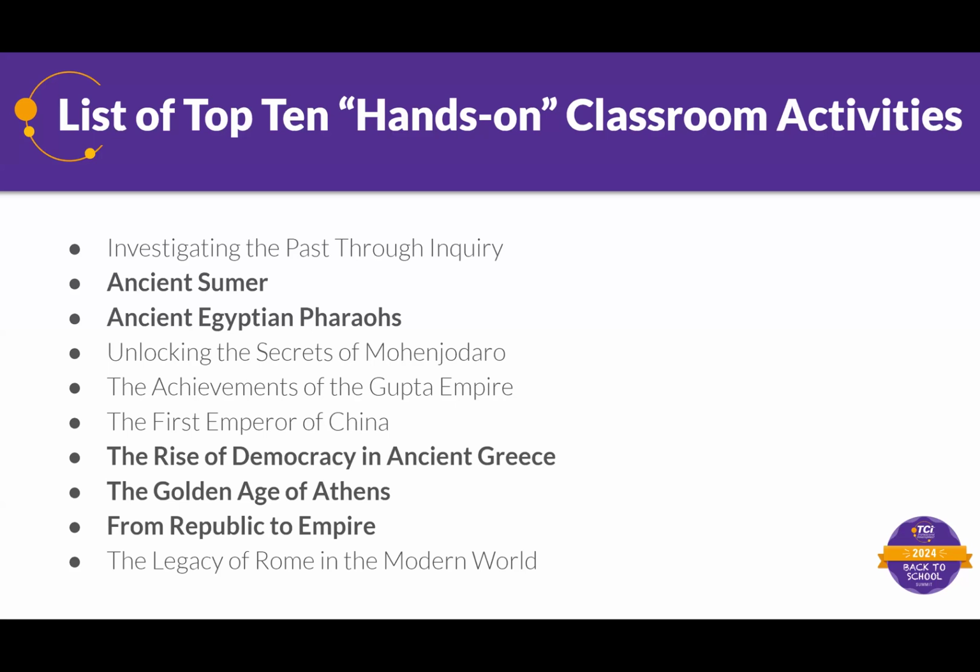And then the ancient Egyptian pharaohs I chose for another reason. But unlocking the secrets, achievements of Gupta, first emperor of China, those are also great hands-on. We're going to get into ancient Greece, Athens, Republic to Empire, and then finally the legacy of Rome in the modern world. I'll touch on that for a moment. That lesson really closes out the year. In fact, the game they create and play is called From Rome to Home. And it's really cool to watch the ancient world wrap up and then they end up home.